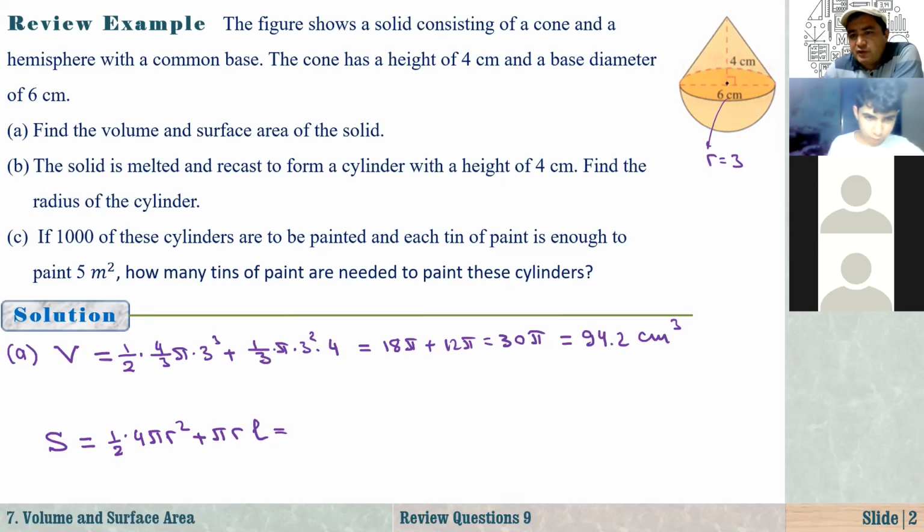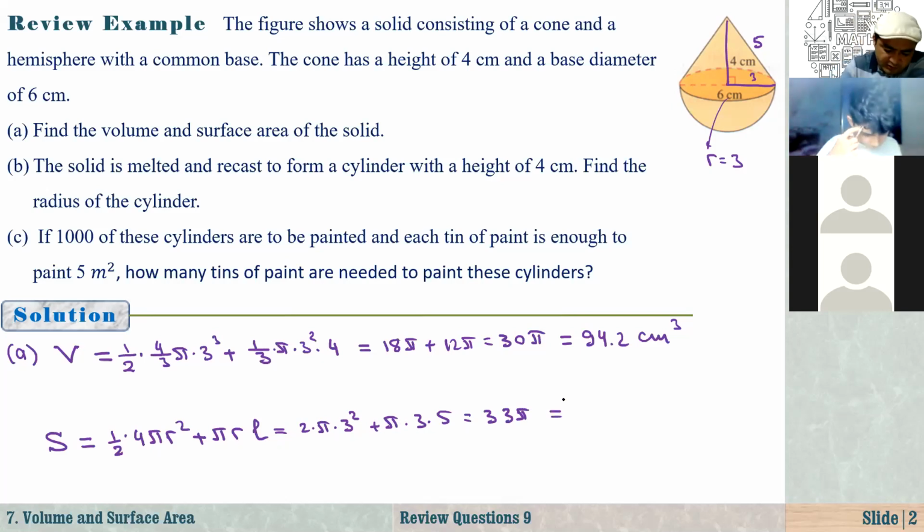As you see here, if this radius is 3 and this one is 4, using the Pythagorean theorem, this should be equal to 5, because 3 squared plus 4 squared is 25, and the square root of 25 is 5. So from here, if you simplify, we have 2 times pi times r squared, where r is 3, plus pi times r, where r is equal to 3, and L is equal to 5. So here we have 18 pi plus 15 pi, that's equal to 33 pi.